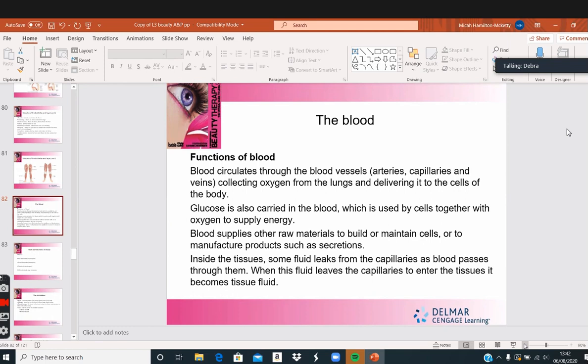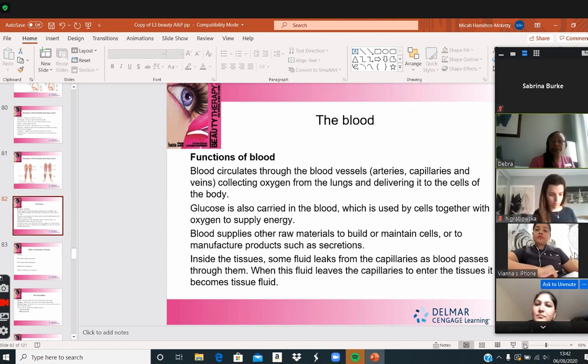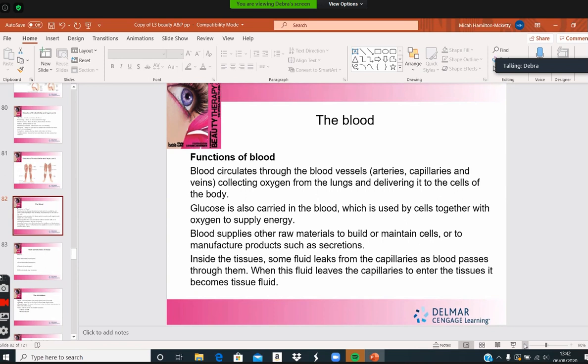Blood supplies other raw materials to build or maintain cells, or to manufacture products such as secretions. Inside the tissue, some fluid leaks from the capillaries as blood passes through them. When the fluid leaves the capillaries to enter the tissue, it becomes tissue fluid. The capillaries are the smallest vessels in the blood. Their structure is very thin, so they're very easily broken. You can see them on the skin, on the face. Sometimes you get broken capillaries, little red veins. They can even be broken by spicy food, by heat or cold. They're very, very small, so they're semi-permeable. Things can actually pass through them and go into the vessels.